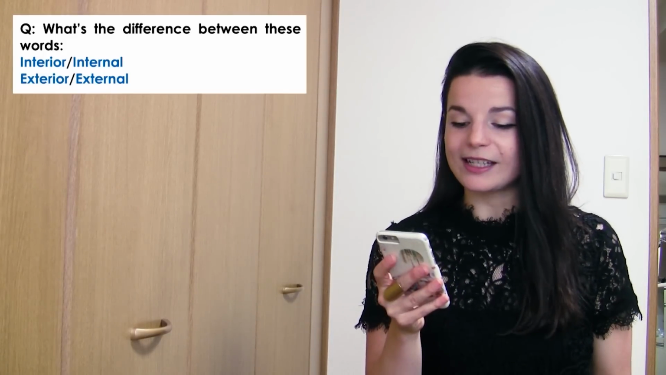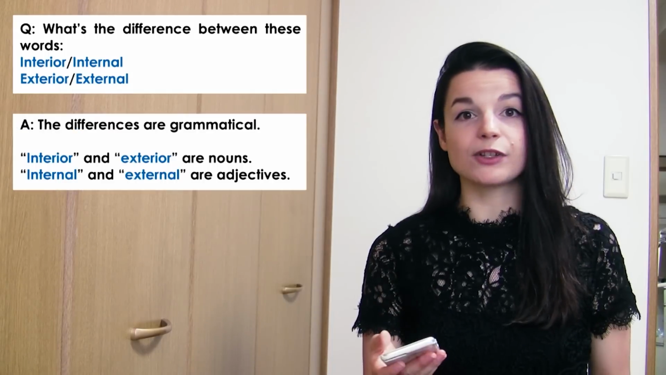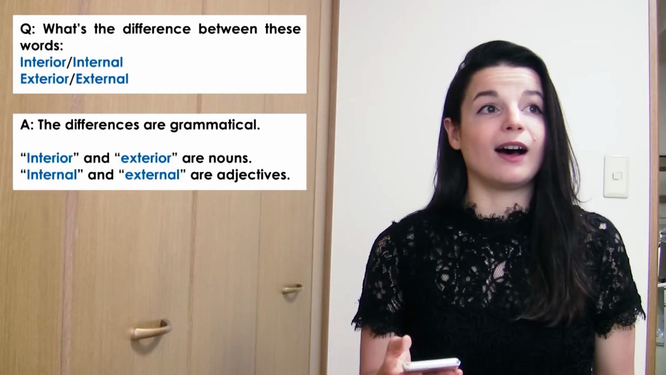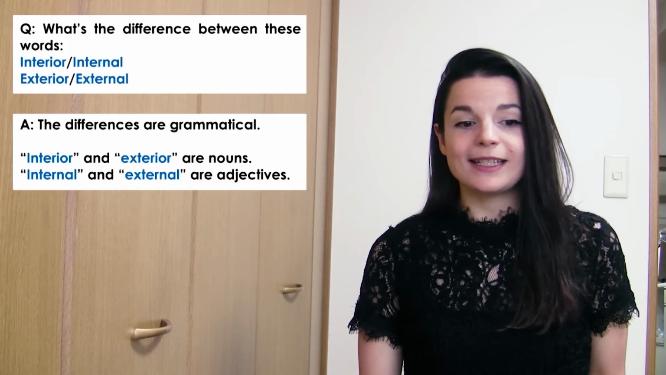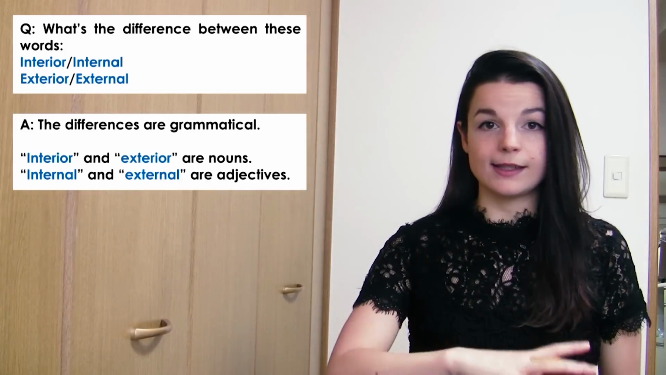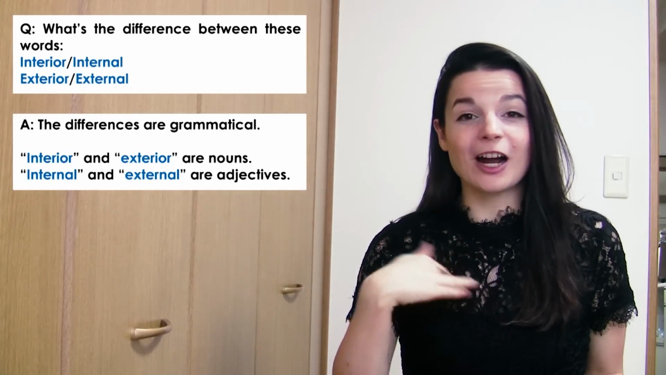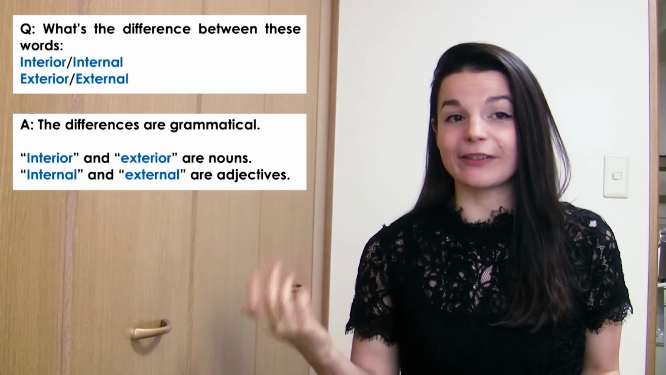Next question is from Poria. Poria asks, what's the difference between these words? Interior and internal, exterior and external. All right, well, there are grammatical differences. Interior and exterior are nouns. Internal and external are adjectives. We use interior and exterior to talk about the inside and the outside of something. But internal and external are adjectives. We use them to talk about the qualities of something.